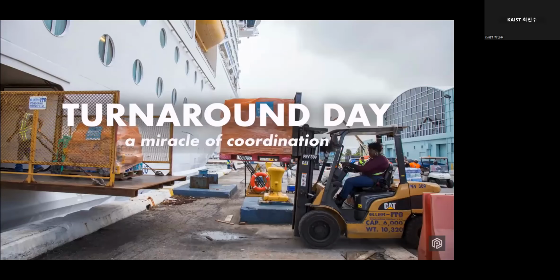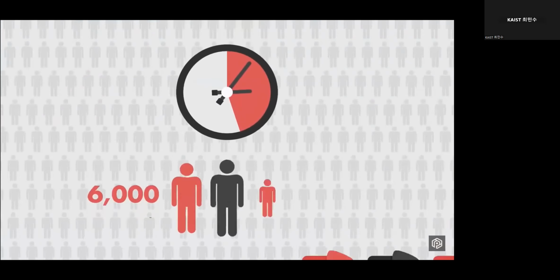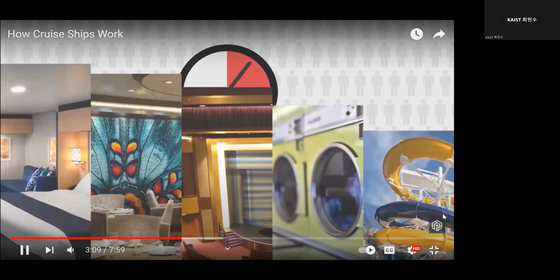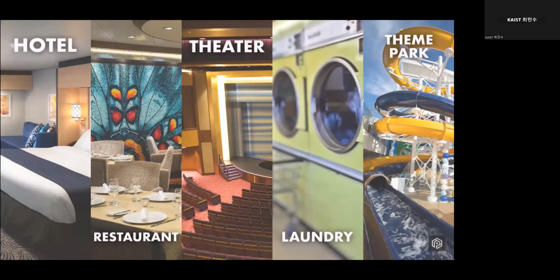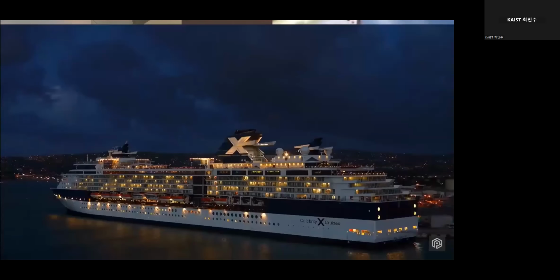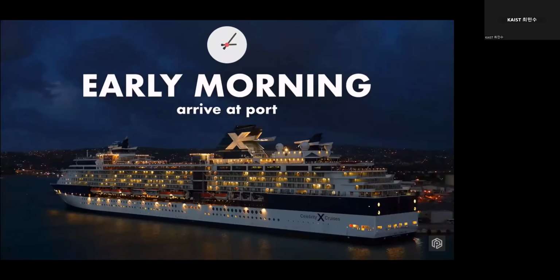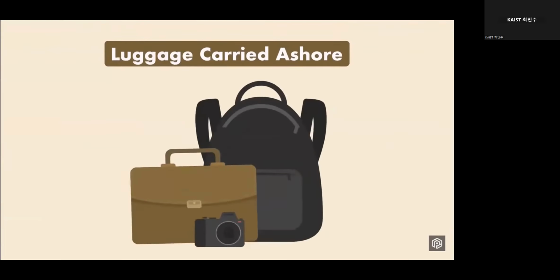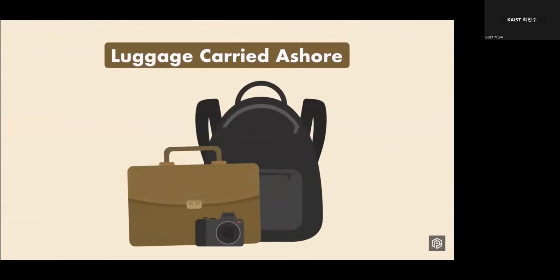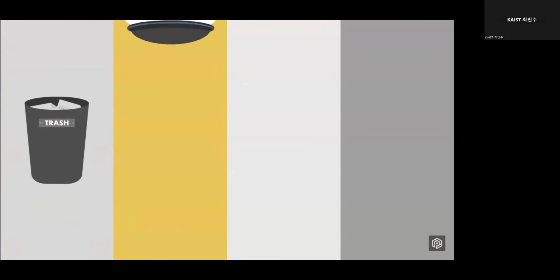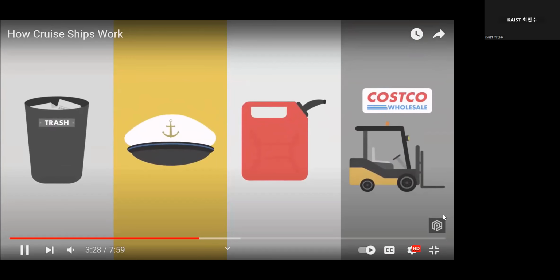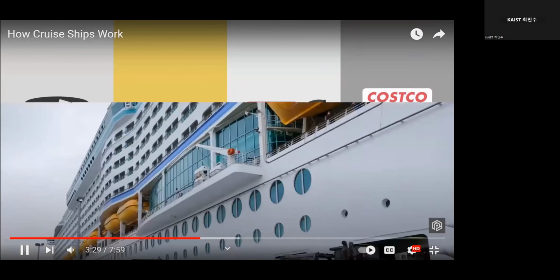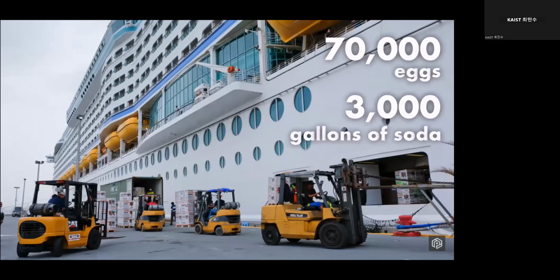Turnaround day is a miracle of coordination. In less than half a day, 6,000 people exit the ship, and a hotel, restaurant, theater, laundromat, and theme park clean and reset as if nothing ever happened. When the ship arrives back at port early in the morning, the clock starts ticking. While passengers sleep, all their luggage must be carried ashore. Meanwhile, trash is dumped, crew members switched, fuel pumped, and a Costco of food and supplies loaded onto the ship. 70,000 eggs, 3,000 gallons of soda, and 15,000 pounds of potatoes.